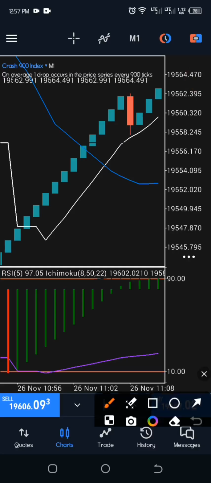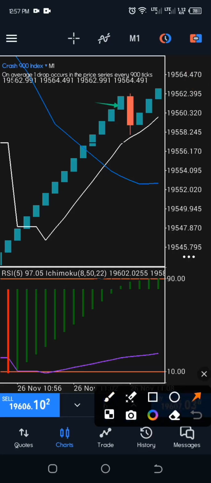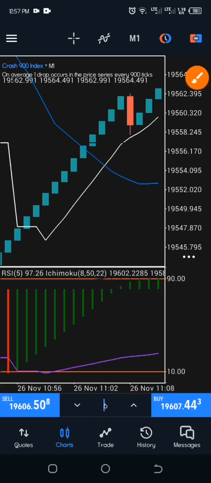Now you can see something right here: immediately after we enter our trade, we have a spike. This spike does not even come to this candle right here, because this is where our stop loss should always be whenever we are taking a trade with this strategy. So you can see that it's not even up to 3 candles before the price starts moving in our direction.